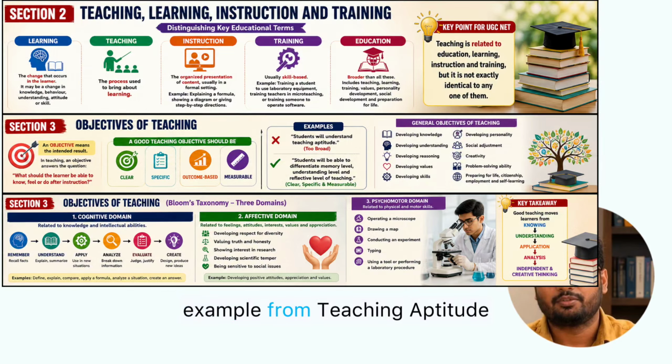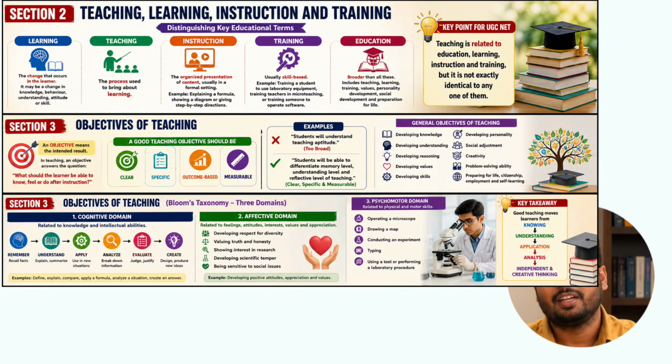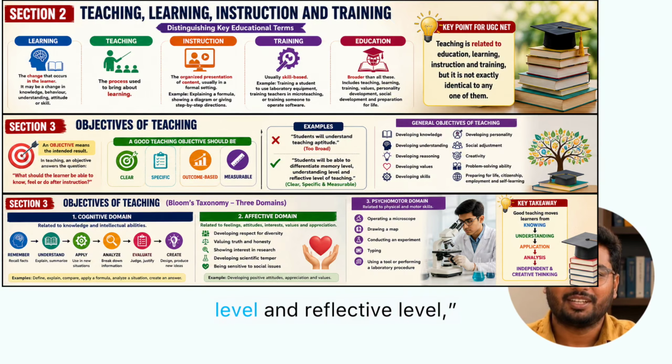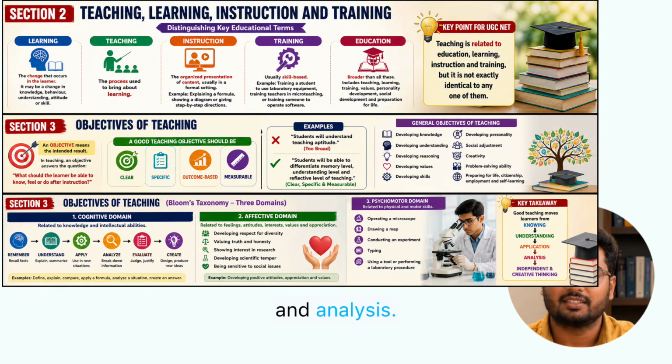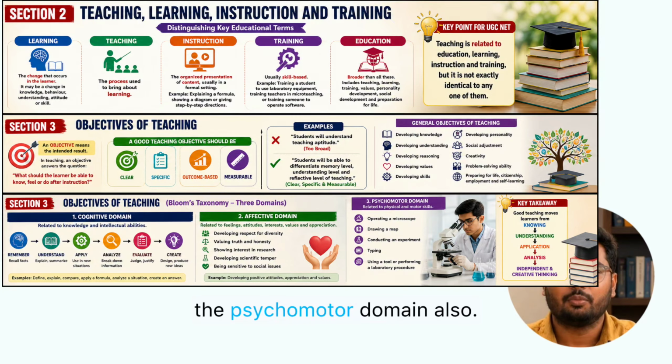Let us take one example from teaching aptitude itself. If I ask you, name the three levels of teaching, that is cognitive, remembering. If I ask, explain the difference between memory level and reflective level, that is cognitive, understanding and analysis. If I ask, design a teaching strategy for slow learners, that is application and creation. If I ask you to develop respect for learner differences, that involves the affective domain. If I ask a trainee teacher to demonstrate questioning skills in a micro-teaching session, that involves the psychomotor domain also.